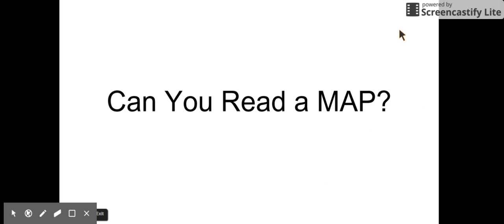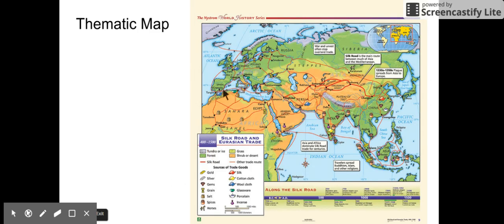Hey friends, Mrs. Matway here to talk to you a little bit about the different parts of a map. But before I get to that, I want to talk a little bit about the different types of maps. One type of map that you might use this year is a thematic map. A thematic map has a specific theme or topic that this map is about.